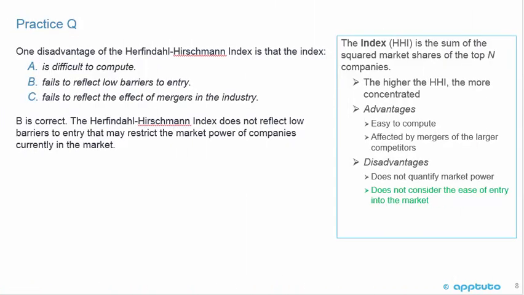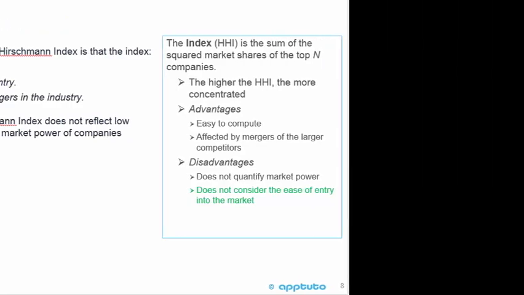The Herfindahl-Hirschman index does not reflect low barriers to entry that may restrict the market power of companies currently in the market. On the right-hand side, I just again gave that table from a previous slide. Again, just a quick review. The advantages: easy to compute, and it is affected by mergers of the largest competitors. The disadvantages: does not quantify market power, and I put in green there, does not consider the ease of entry into the market, which is B, fails to reflect low barriers to entry.